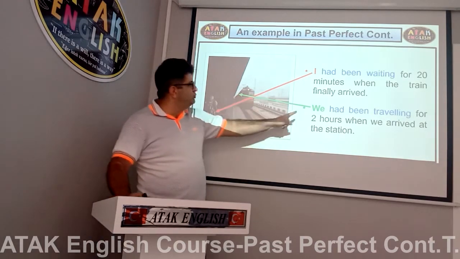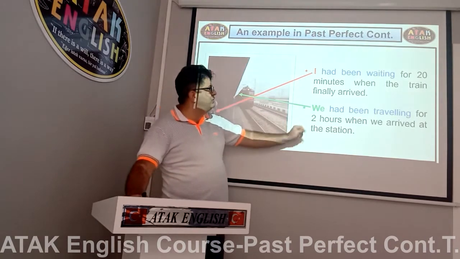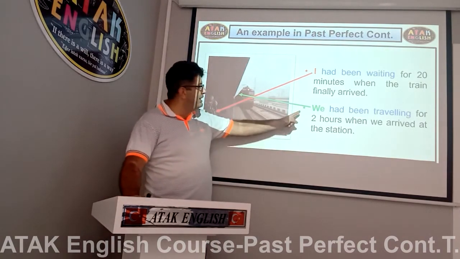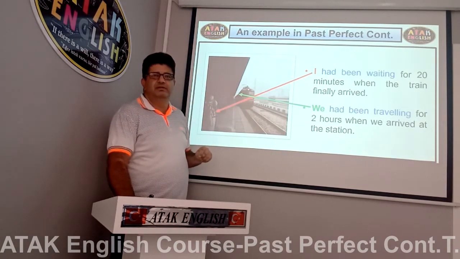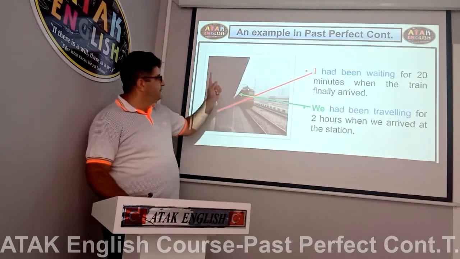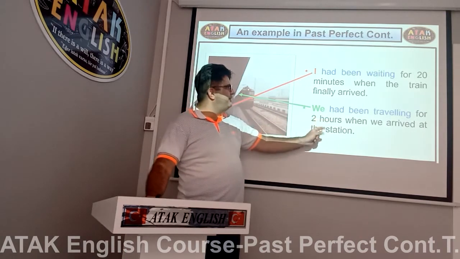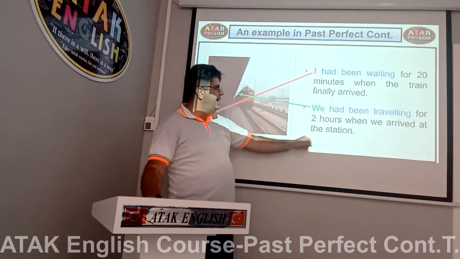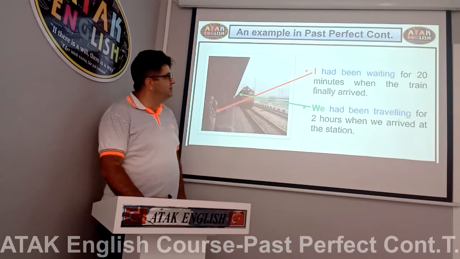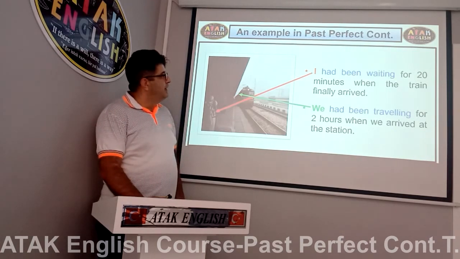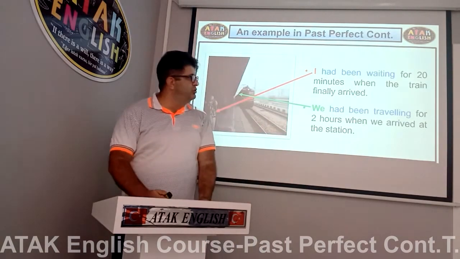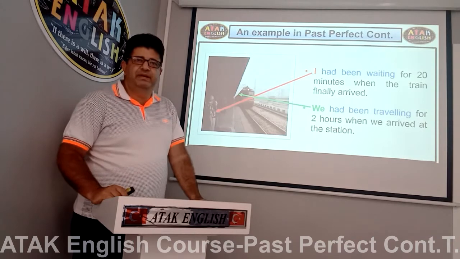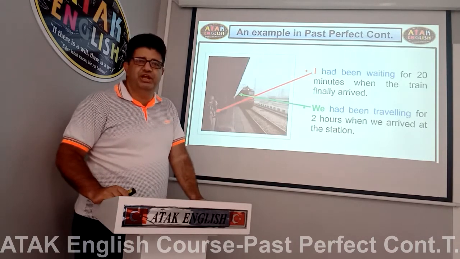What about the second one? We had been traveling for 2 hours when we arrived at the station. Most probably, who said this? A passenger traveling in the train said, we had been traveling for 2 hours when we arrived at the station. As you can see, we use past perfect continuous tense to emphasize the period or the duration of an action.